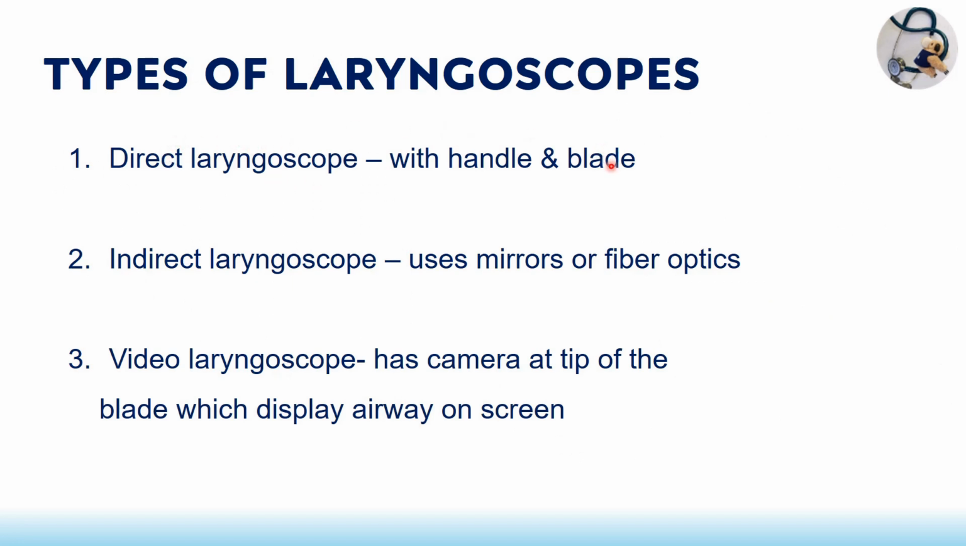The types of laryngoscope, there are three types. Number one, direct laryngoscopy, which one is having the handle and blade. The picture you saw in the previous two slides are the direct laryngoscopes. Then indirect laryngoscope, it uses mirror or fiber optics in the blade. And third one is the video laryngoscope. This one has camera at the tip of the blade which displays the airway on the screen, so you can see your parts on the screen. So these are the three types, but we'll be discussing mainly about the direct laryngoscope. Other types are more used in the ENT department.